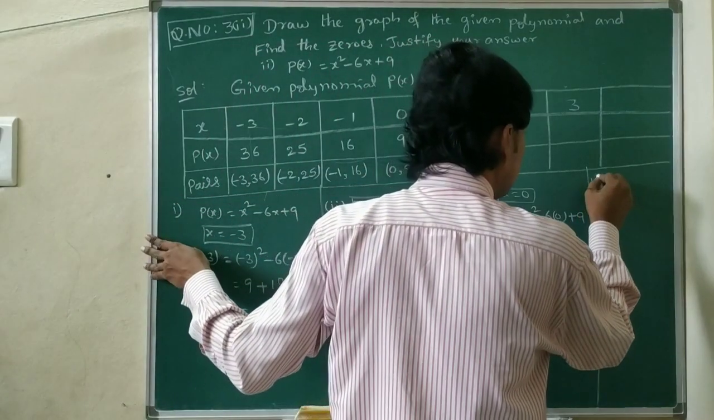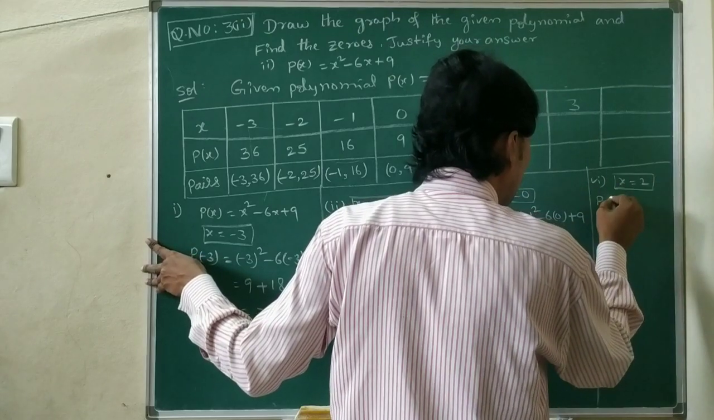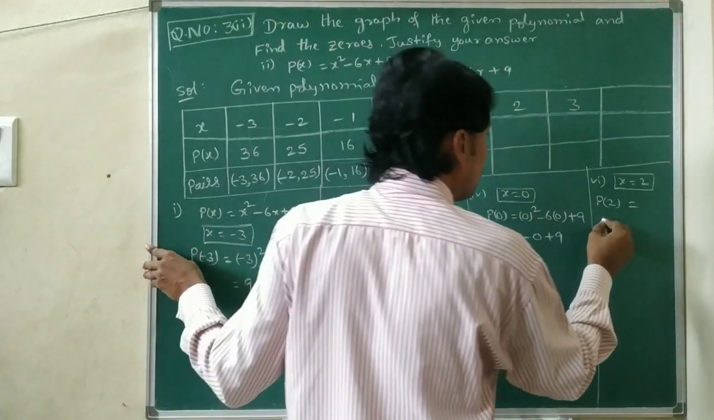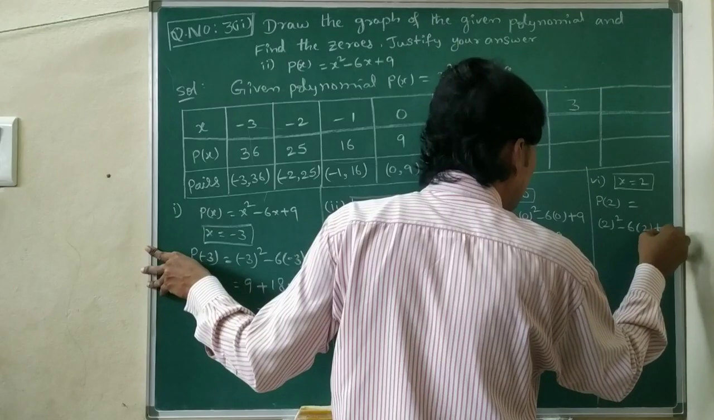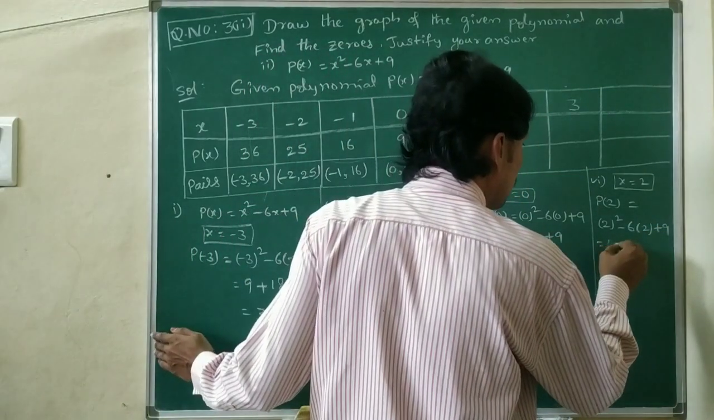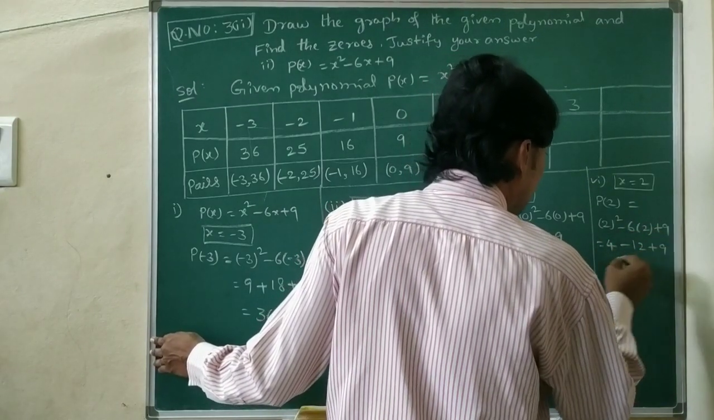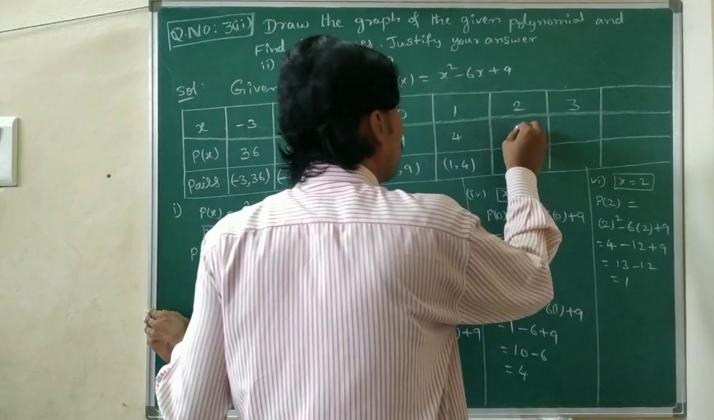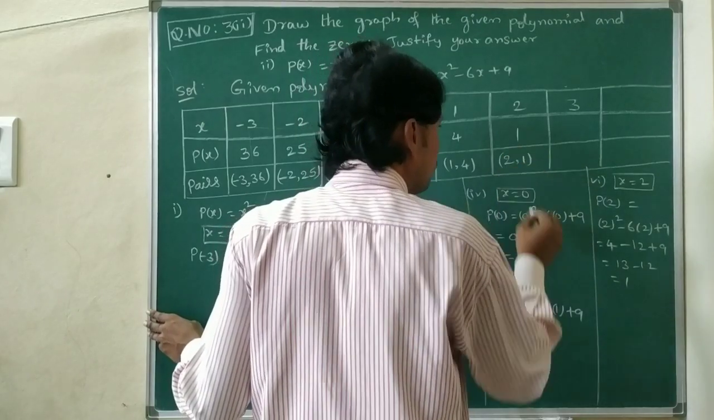Next, sixth one, x equal to 2 you can take. X equal to 2 means P of 2 equals, here I am writing 2 whole square minus 6 into 2 plus 9. 2 whole square means that is 4. 4 minus 6 into 2 plus 9, that equals 13 minus 12. 13 minus 12 is 1. So here we can get 1. So the pair we can get is 2 comma 1.